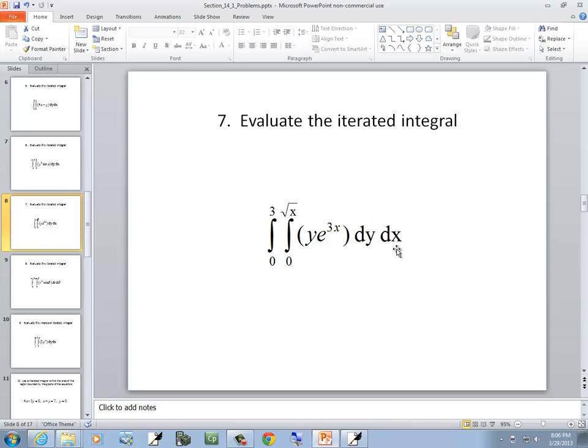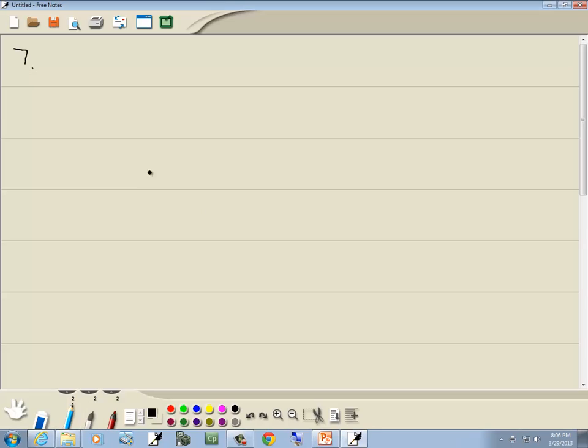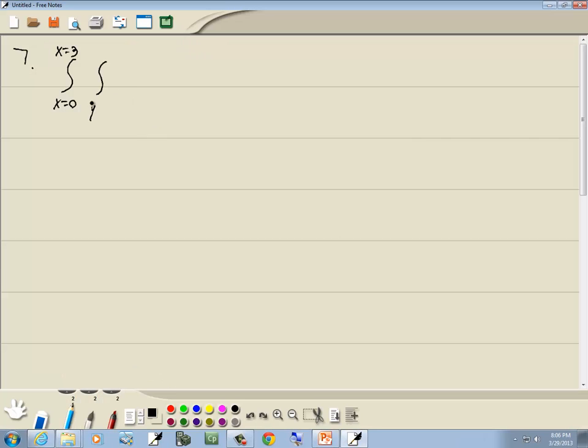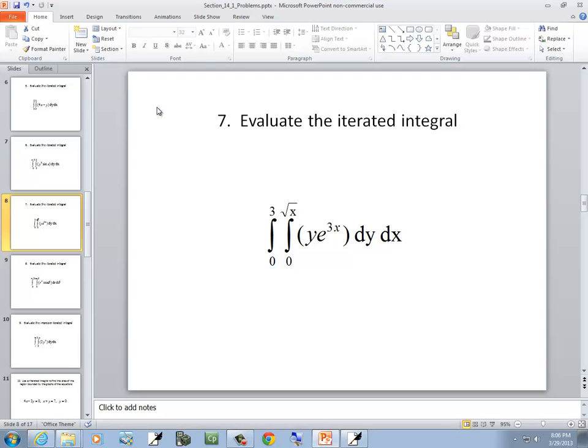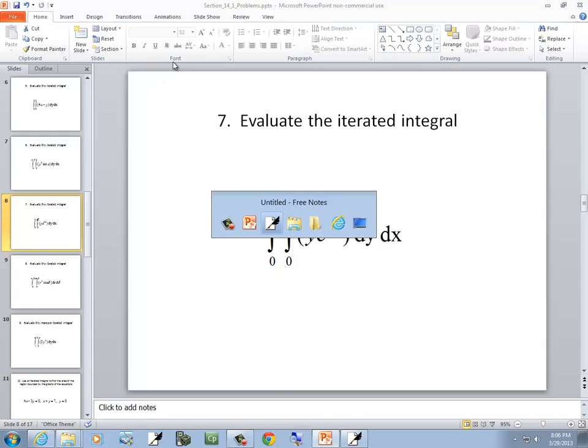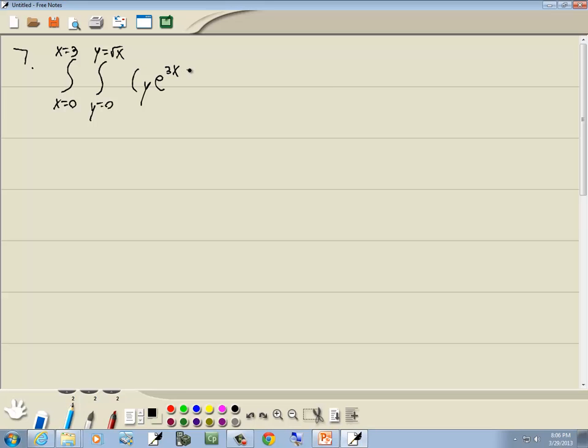Okay, so our outer one is the dx. So the 0 to 3 will be x equals 0 and x equals 3. I would definitely recommend, until you get comfortable with those, put those on there. It really helps keep everything straight. The inner one is a dy, so that'd be y is equal to 0 to y is equal to square root of x. And then I got y e to the 3x dy dx.